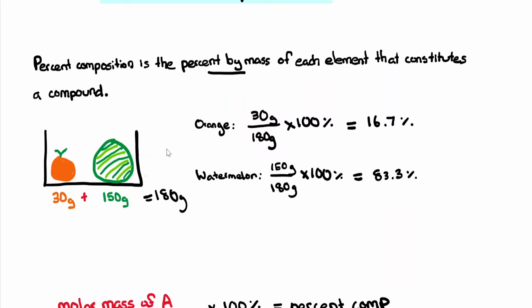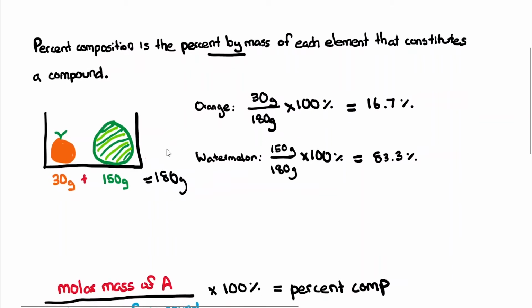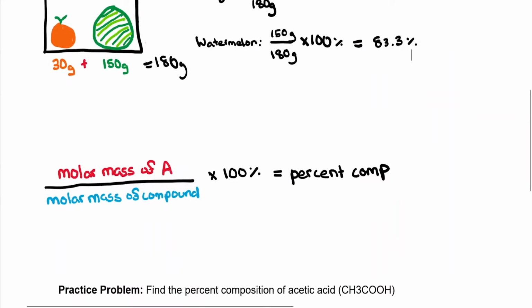All right. So this is just a very simplistic example. This is like a real world kind of way of thinking about it. And this can be applied to the chemistry part of it as well. And some textbooks will give you a formula like this. It's just the same thing we did over here. It's the molar mass of an element divided by the molar mass of the entire compound multiplied by 100%, and that will give you the percent composition.